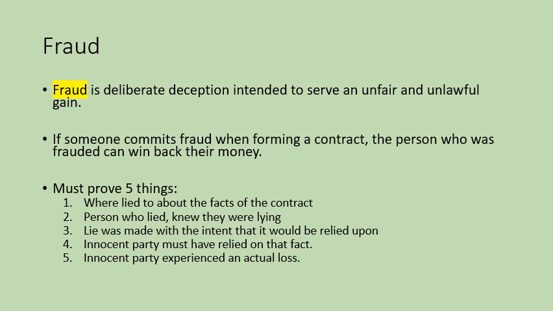So it wasn't enough that they lied and they knew they were lying. They knew that they were lying and that the person who was going to agree to the contract was going to rely upon that lie in order to say yes and agree to the contract. Number 4, the innocent party must have relied on that fact. And then finally, number 5, the innocent party had to have experienced an actual loss from this agreement. Okay, so all 5 of those things need to be proven in the courtroom in order for somebody to be able to get out of a fraudulent contract and to win their money back.